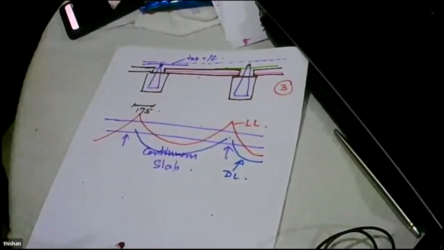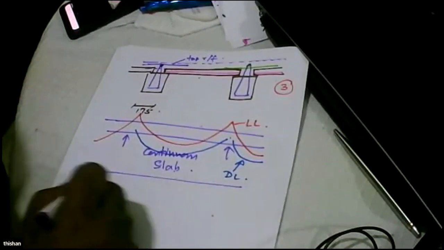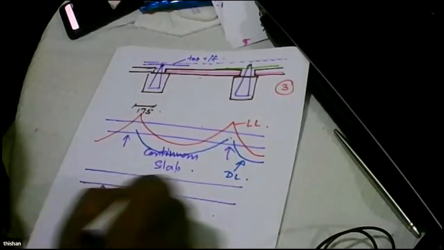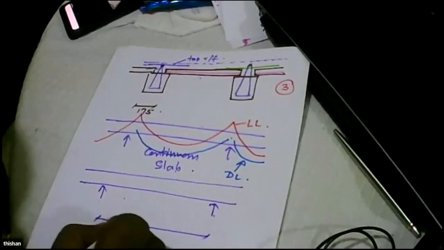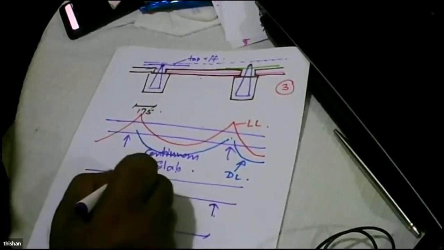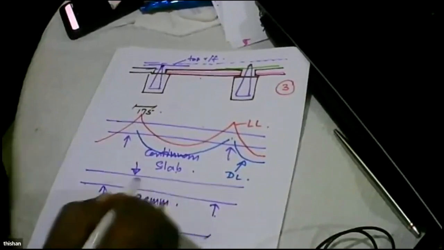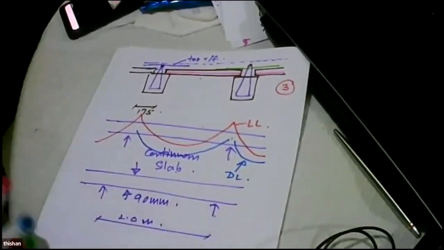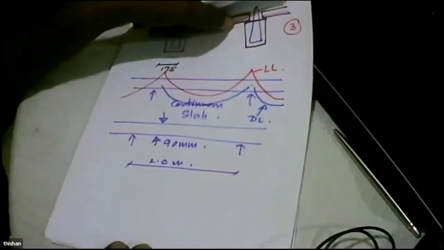Then we proposed to optimize the amount of reinforcement needed. Now you can see it's a very efficient system because the slab is continuous and supported every 2 meters. It has a thickness of 90 millimeters. Now our aim is to minimize the amount of reinforcement.